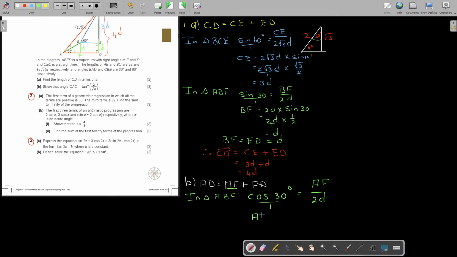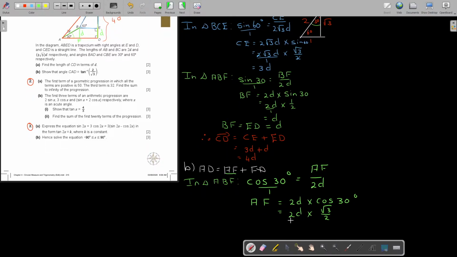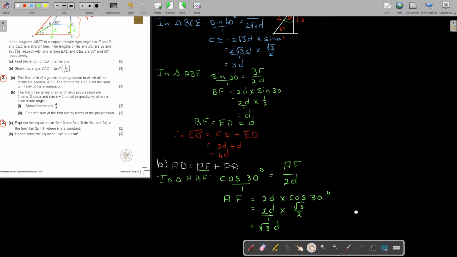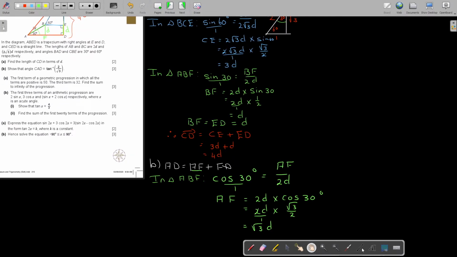So I get AF is equal to 2D multiplied by cos 30. And that's 2D multiplied by, now cos 30 is square root 3 over 2, do you see? And if I simplify that, then it's square root 3D. Okay, that is now in triangle ABF. Now I'm just going to do the other one next to it so that you can see everything. So I'm just going to make a line here.